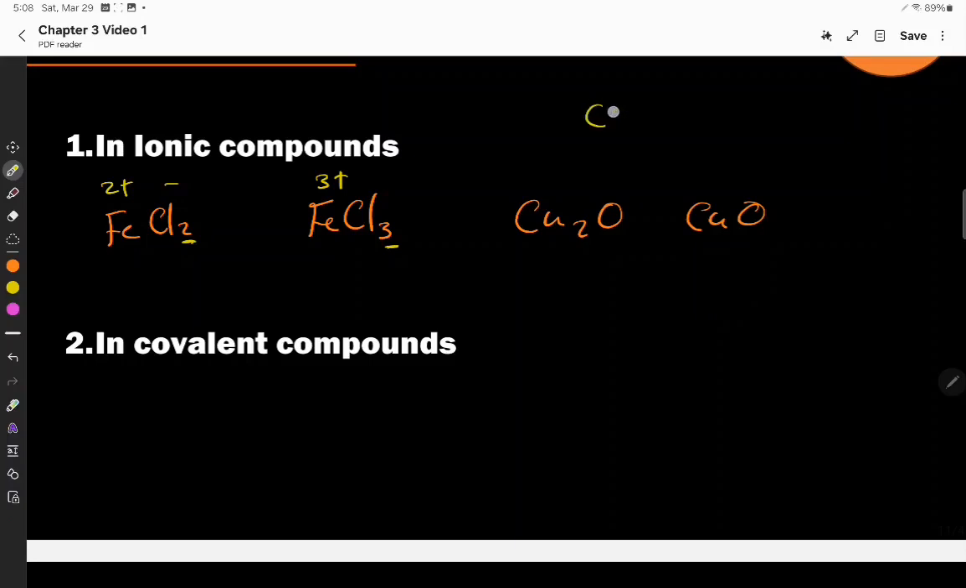Copper, we have copper 1 positive, we have copper 2 positive. Now oxygen is 2 negative and copper took 2, the oxidation of oxygen, to balance the oxygen, so this means the copper here is 1 positive because oxygen took 1 and copper took 2. But here we have 2 negative oxygen and we don't have numbers here, so they balance each other. This must be copper 2 positive.